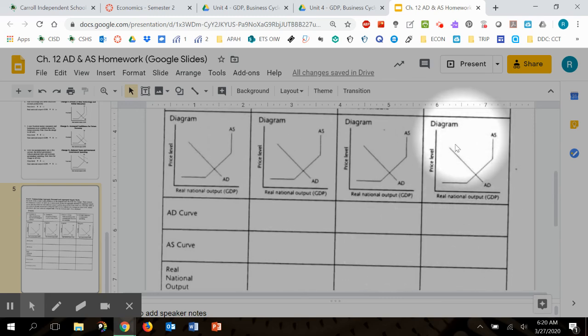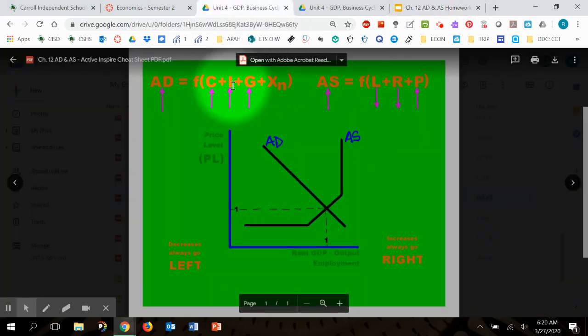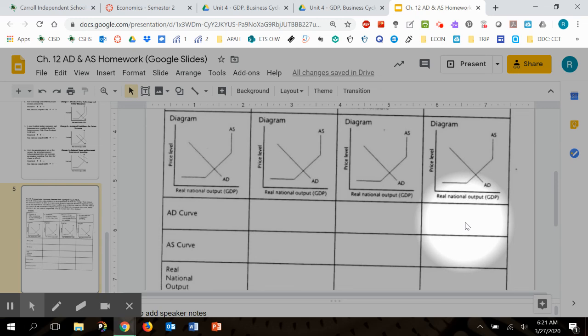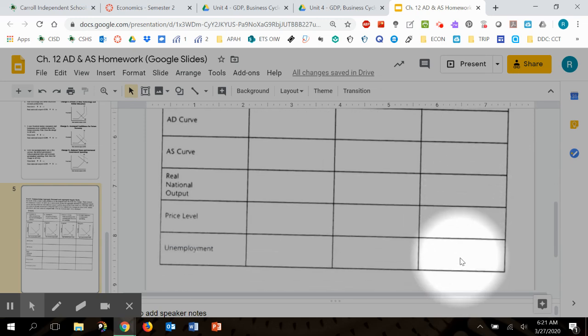Okay. And then back to the last one, major reduction in investment spending. Investment, remember, is business spending. So if that's a decrease arrow, that's got to be a decrease arrow. So we now know we have a decrease in AD. Okay, AD is going to shift. AS is movement. Real national output drops, price level drops, unemployment spikes.